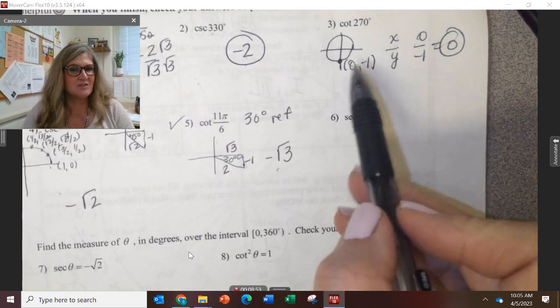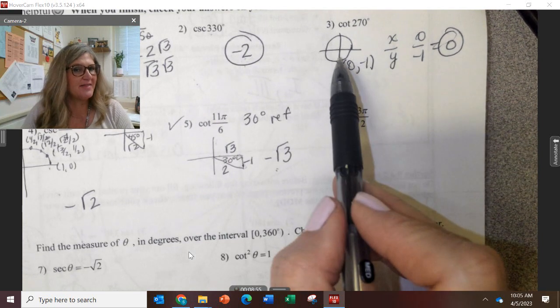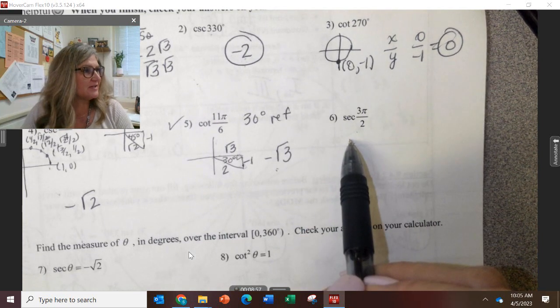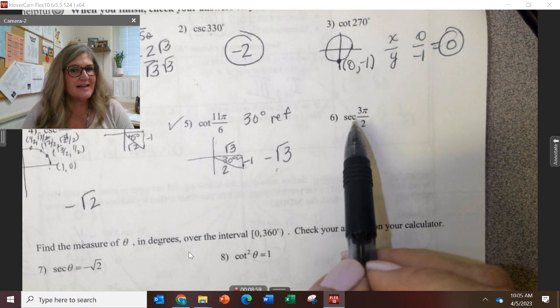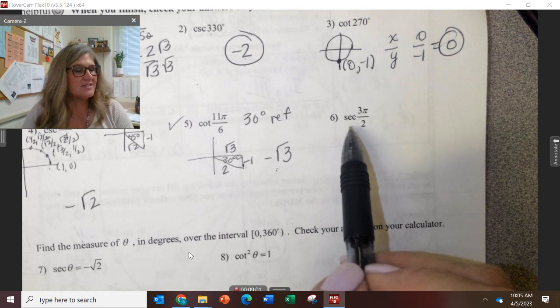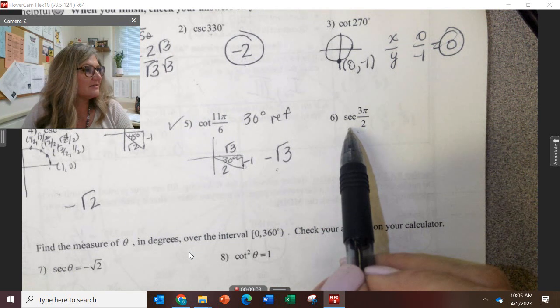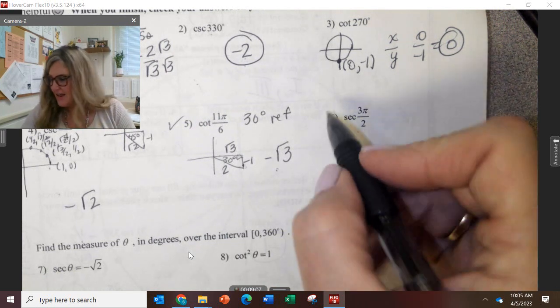Let's go ahead and do this since we already have a picture for it. Do you guys see why this picture actually can be used for this one? It's the same angle. Secant is r over x. What's this going to be? Undefined. Good.